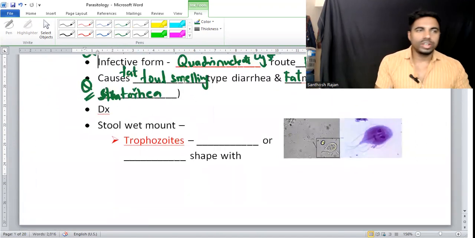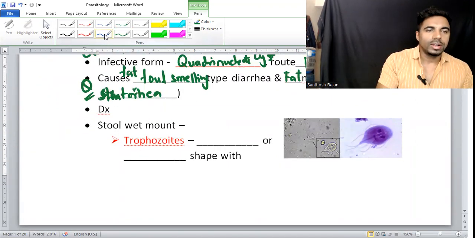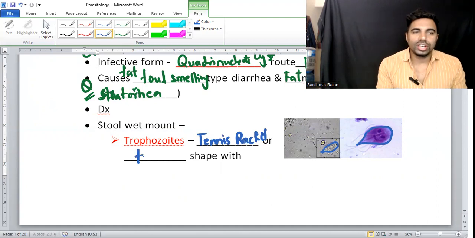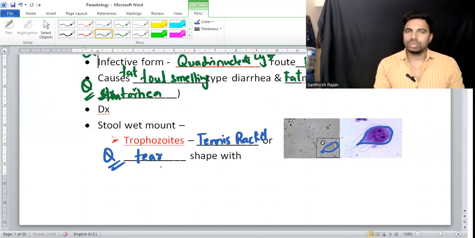Diagnosis again, the same. The trophozoite here is totally unique. You see the shape. What does it look like? The shape can be called what? Tennis racket, otherwise it's also called tear shape. Tennis racket or tear shape, both are right answers.